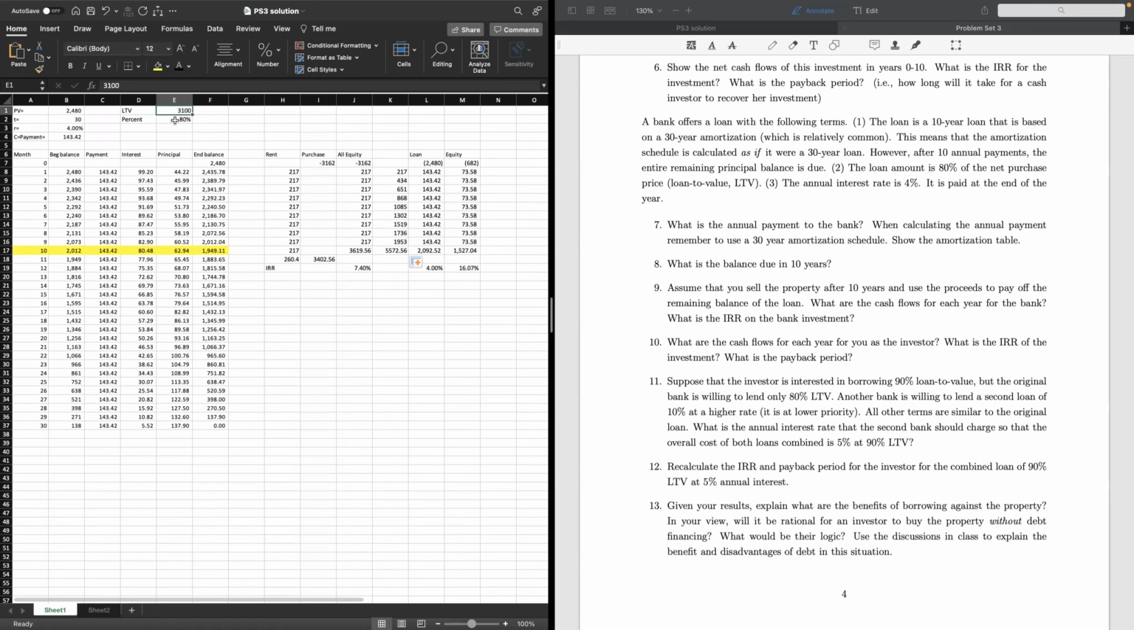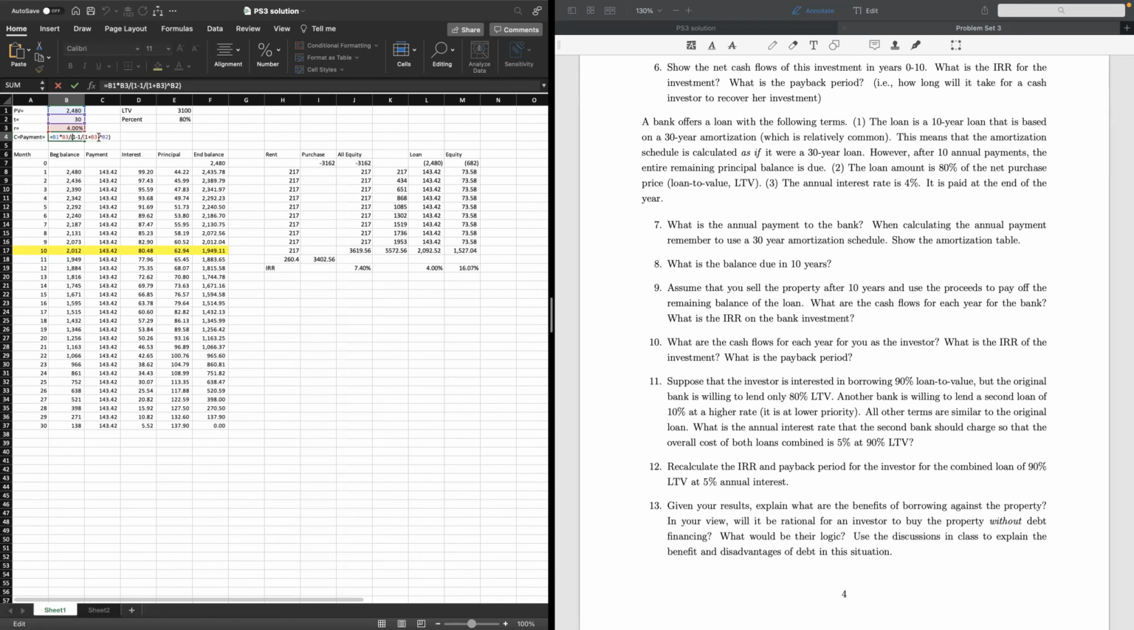So here, LTV is 3.1 million. 80% is financed by the bank. So in other words, the bank will give you 2.48 million. Time is 30 years. Rate 4% is the annual rate. And this is the one that you can get at annual frequency in this problem.